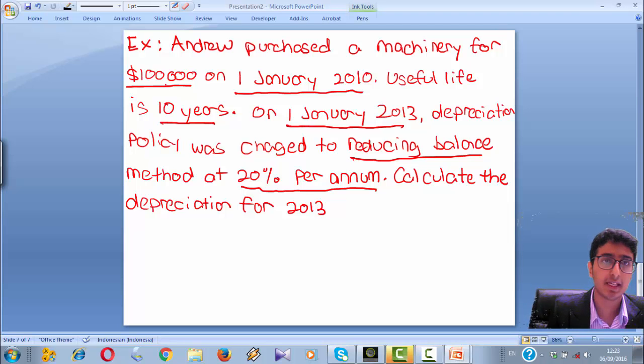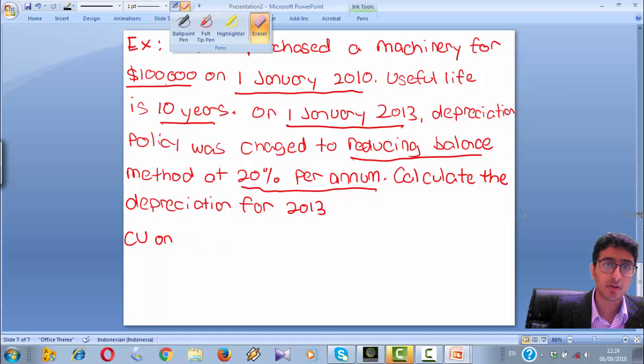Now, it says that on 1st January 2010, the machine was bought at a cost of $100,000. Yes? Now, the depreciation policy is being changed on 1st January 2013. This means that we will have to find the carrying value on 1st January 2013, or you can say carrying value on 31st December 2012.